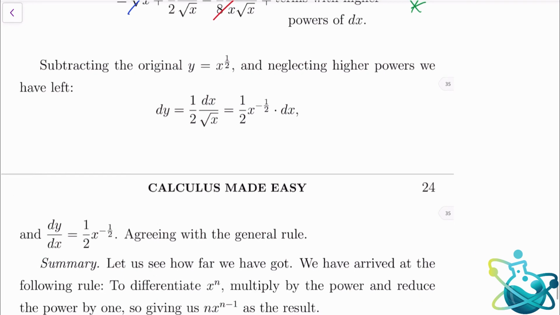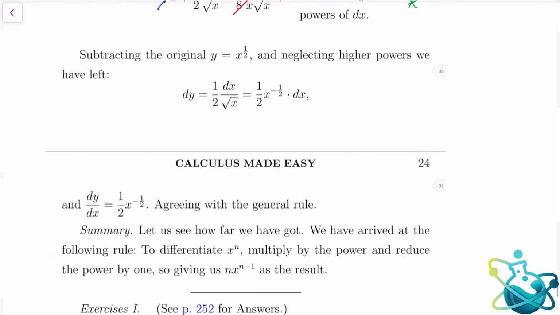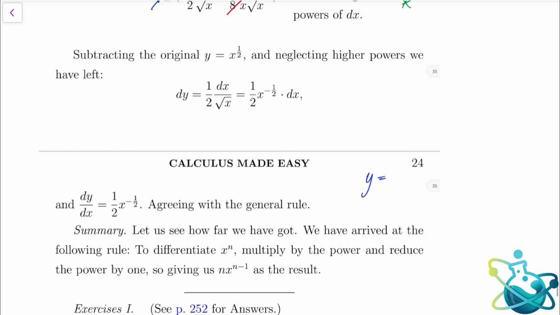Again, agreeing with the general rule. Let's write the general rule again here. y equals x to the power n, then dy over dx equals n x to the power n minus 1. So if you start with y equals x to the power of a half, then your answer should be dy over dx equals a half, put in front, x to the power a half minus 1.